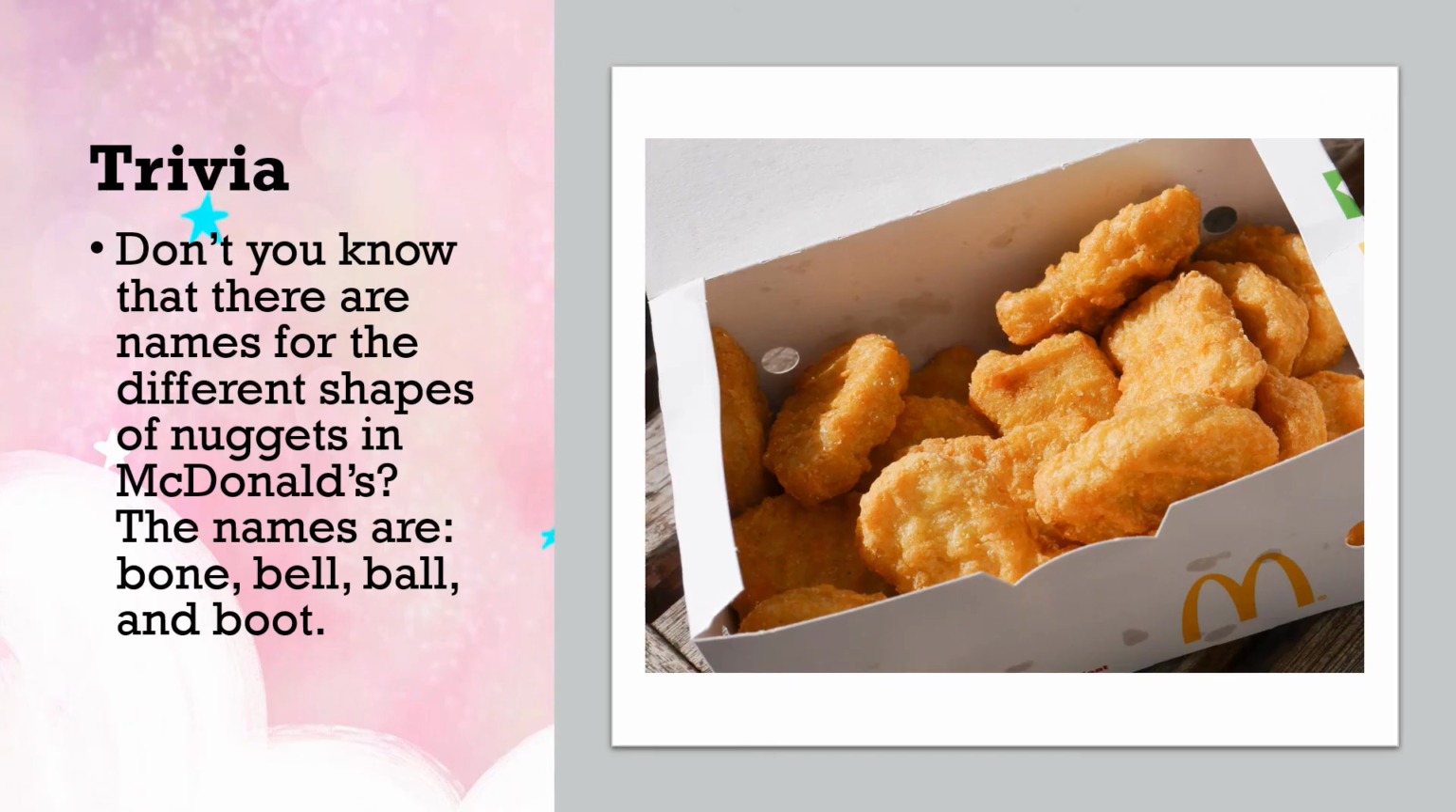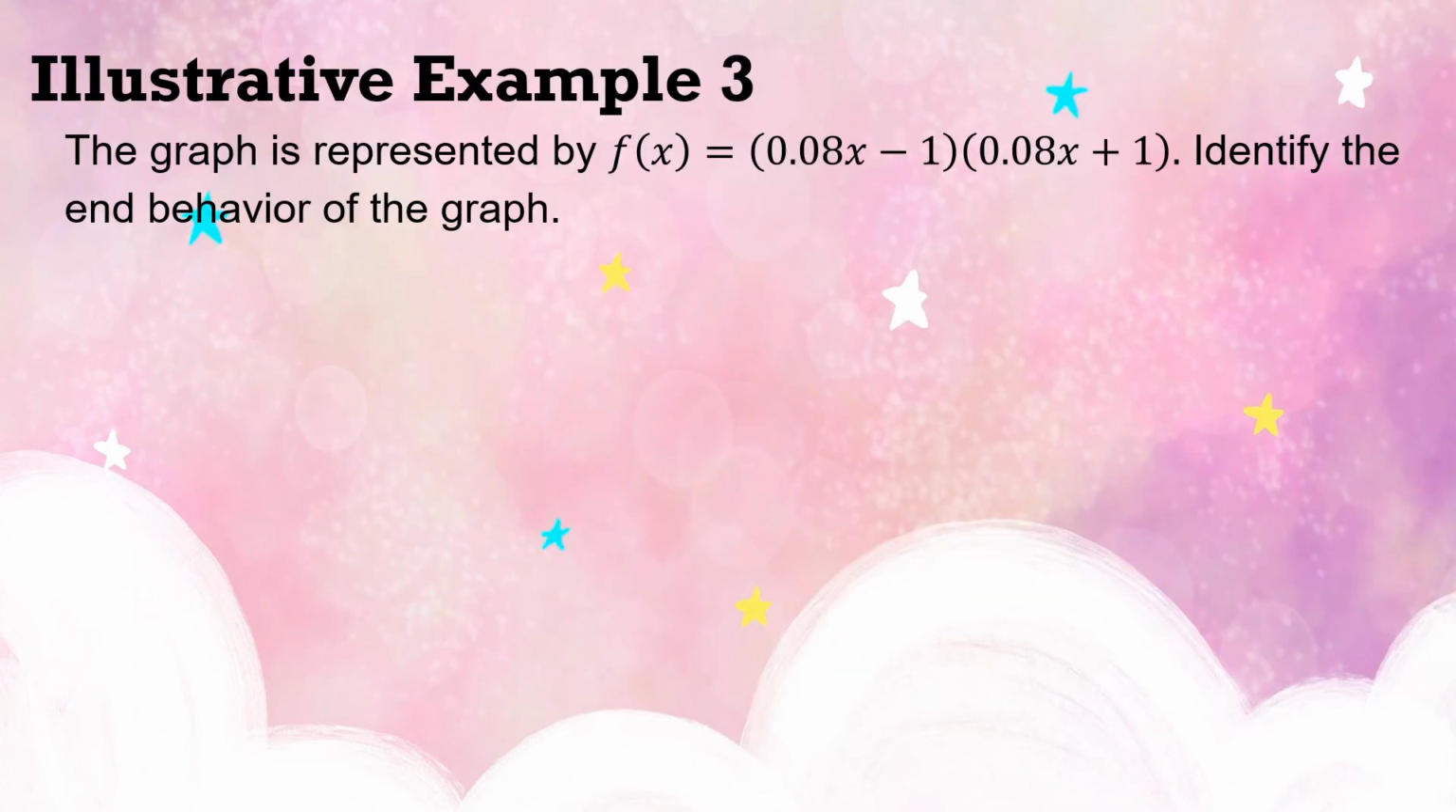And let's have first a short trivia. Don't you know that there are names for the different shapes of nuggets in McDonald's? The names are bone, bell, ball, and boot.